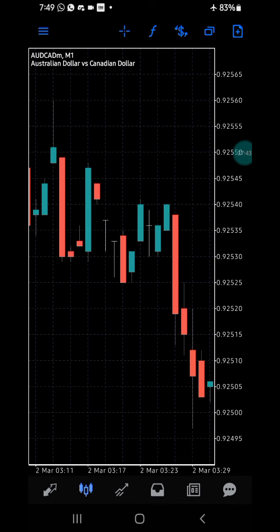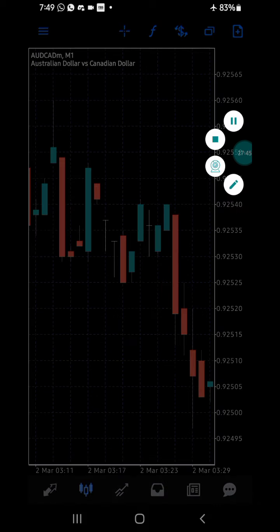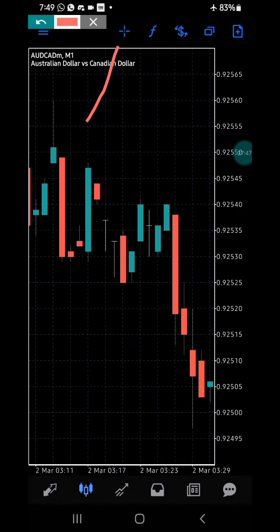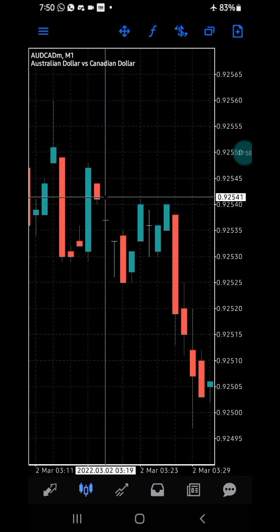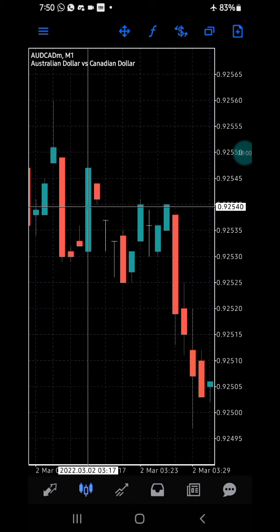Right now I'll click on the cross icon above, and when I click on this cross icon, two lines, horizontal and vertical, appear. I'll move it to one of these candlesticks. Let me move it to this candlestick. And if you notice below, the vertical line directs you to a date and time, 2022 0302 0317.